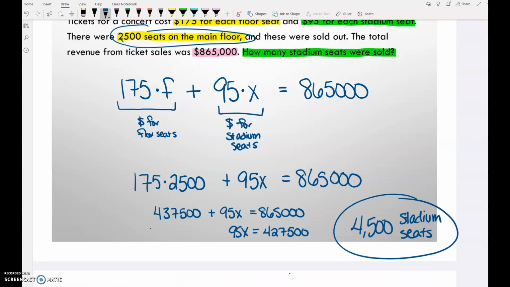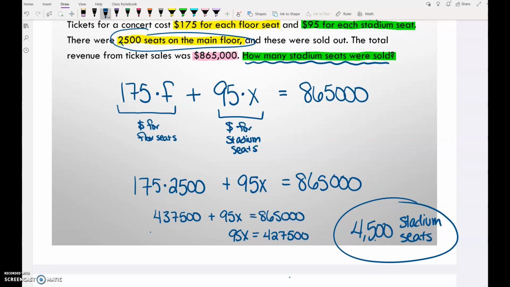After you solve it, you should end up with 4,500. Make sure you go back to the last sentence. In English, the first sentence is the most important. In math, the last sentence is the most important. So, how many stadium seats were sold? 4,500 stadium seats. Make sure your answer truly answers the question with a label.